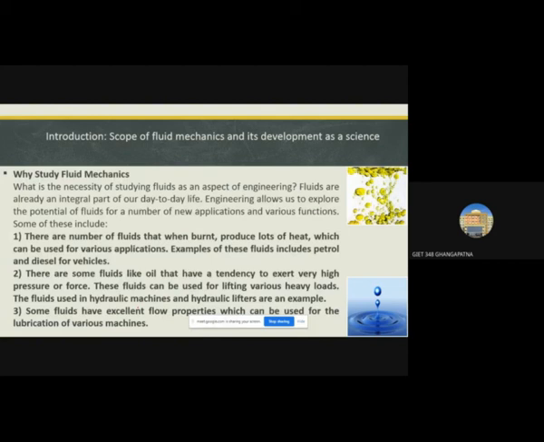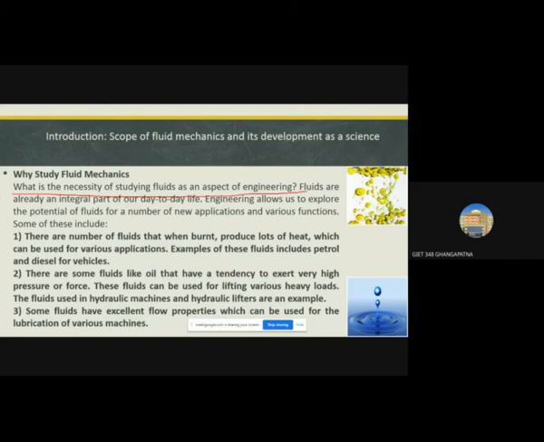Next slide. In the first 2-3 classes, maybe you will feel a little bored, but when it comes to problems, it will be a little more interesting, but still you should learn the concepts. Why do you study fluid mechanics? It's given in very simple language. You can see why you are studying fluid mechanics.